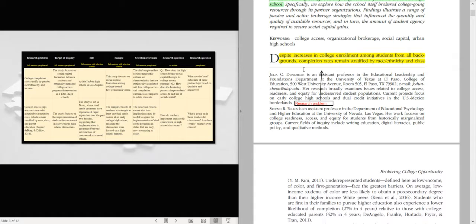variables. The research problem. Now, this is actually one of the good things about reviewing a study that I've written, only because you will see how I was trained to be afraid of not stating the obvious research design in ways that your peer reviewer can find it easily. So fancy that. The topic sentence, the first sentence of the article, is a statement of the research problem. Despite increases in college enrollment among students from all backgrounds, completion rates remain stratified by race, ethnicity, and class.